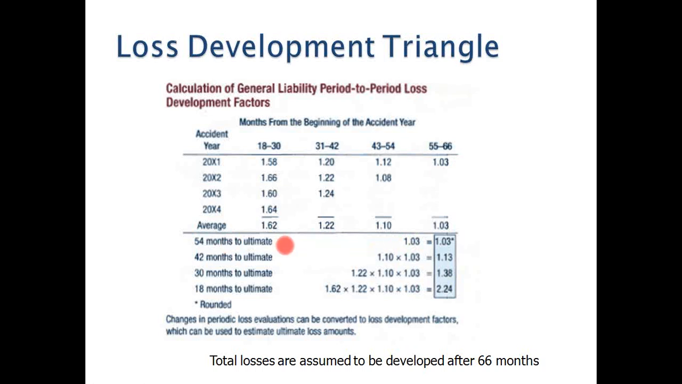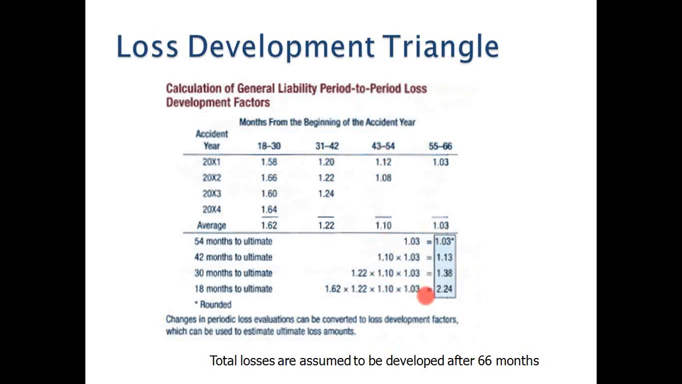So, 54 months to ultimate, you can see how this loss development triangle would come to where our loss development factor for 18 months would be 1.62 on average. So this is the average. The 1.62 is an average of all this. 1.22 is an average of these right here, and so forth and so on.